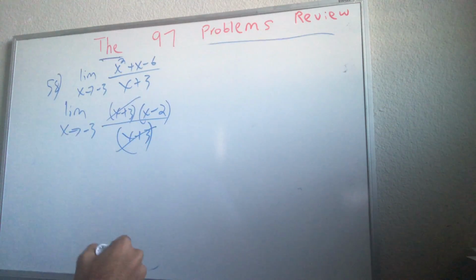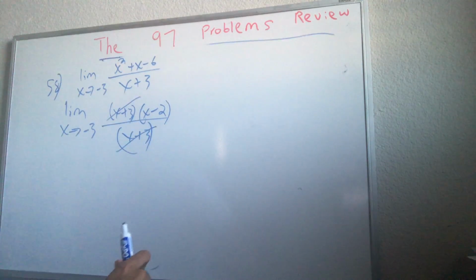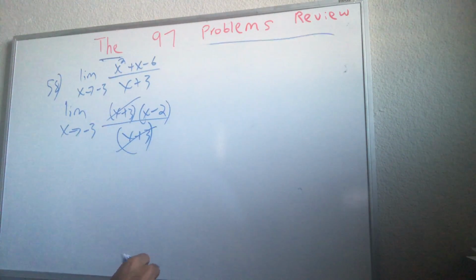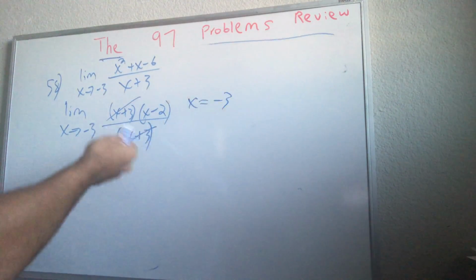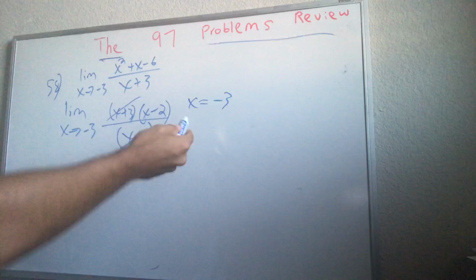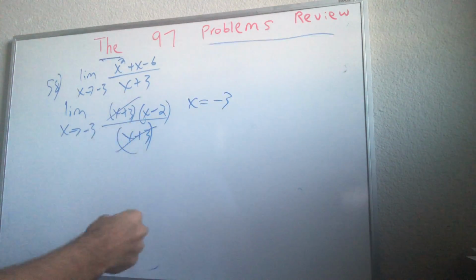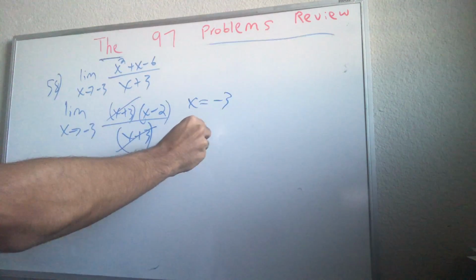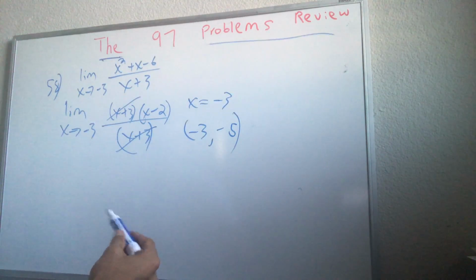When you want to know where your hole is located, whenever we're graphing rational functions, we cross out the common factors, and then we set one of the factors to 0. In this case, we get x is equal to -3. Then we plug -3 back into the simplified form, which is x minus 2. So we see that the hole is at -3, -5. That's how we determine the hole.